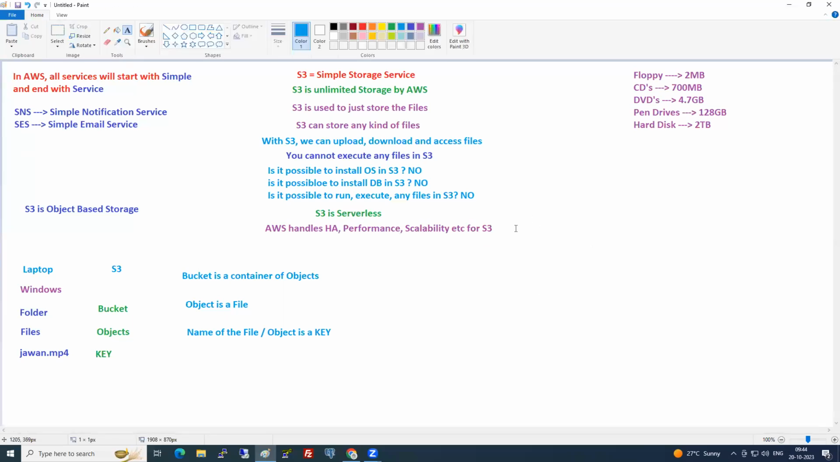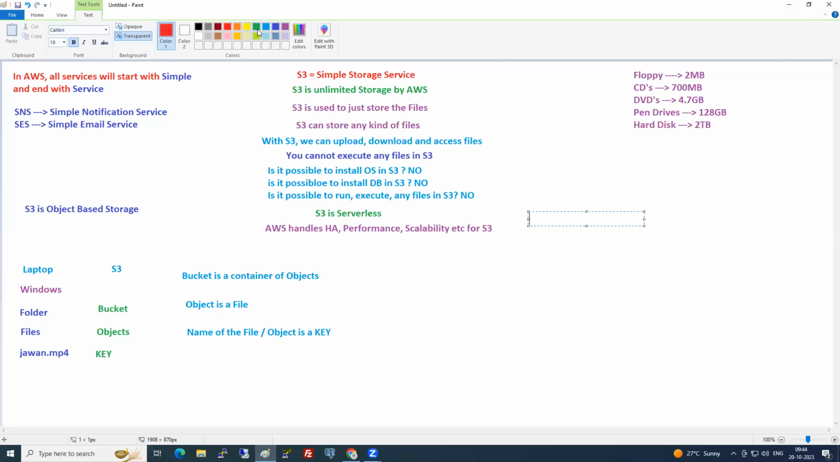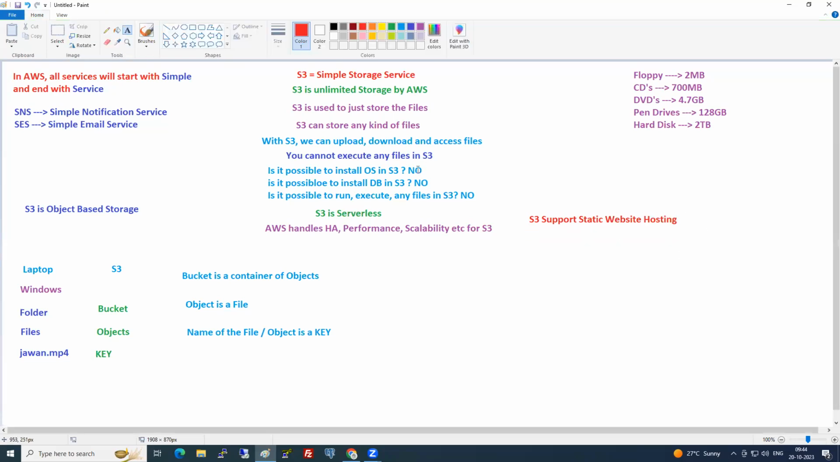Lakshmana, I know that you know a little bit about AWS. So please, let's go one by one, okay? Because other people might get disturbed. S3 supports static website hosting. Of course, yes. Thank you, Rajashree.